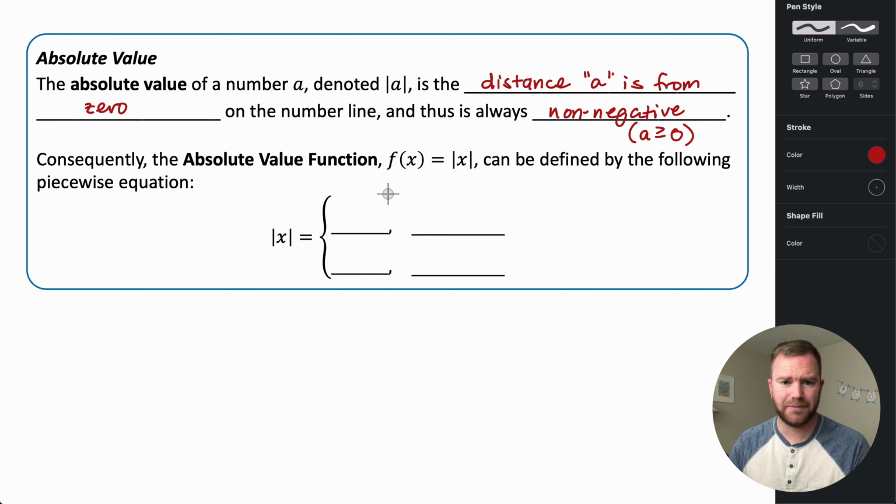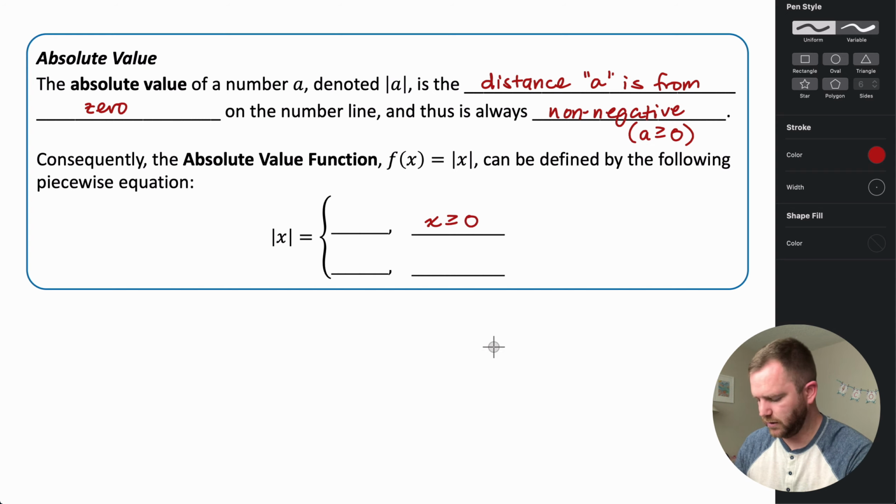So if we think about the absolute value as a function, with inputs and outputs, we can define the absolute value as a piecewise equation. If we consider values for the input that are greater than or equal to 0, so if we're looking at the absolute value function, consider things going into our equation with a value greater than or equal to 0.